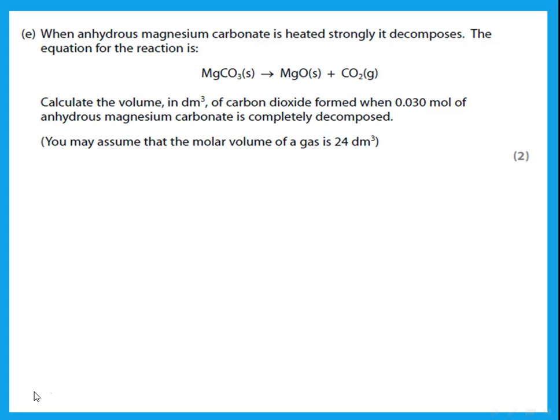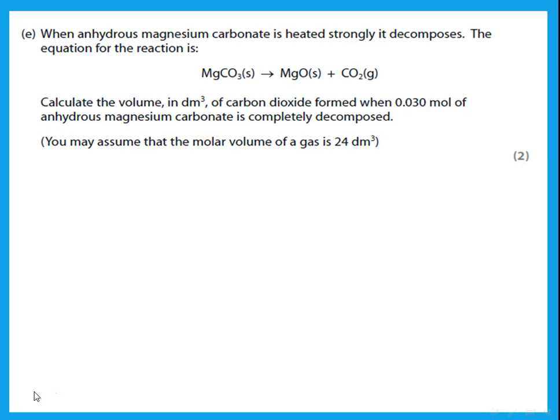When anhydrous magnesium carbonate is heated strongly, it decomposes. The equation for the reaction is this. Calculate the volume in decimeter cubed of carbon dioxide. So he's looking for the volume of carbon dioxide formed when 0.03 mole of the anhydrous magnesium carbonate is completely decomposed.